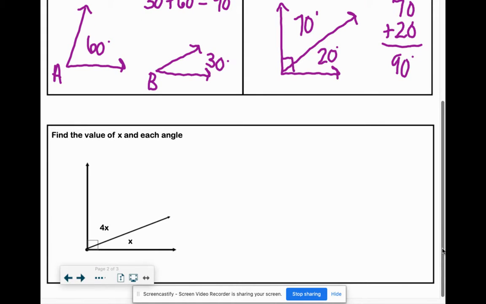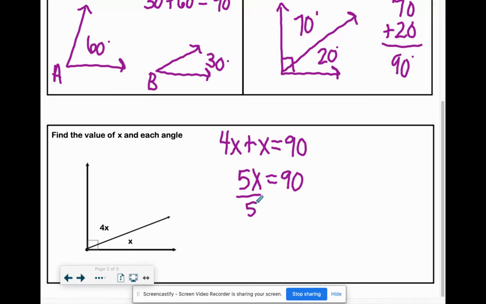Okay. Find the value of x and each angle. So what do these two angles have to add to? I have that little box down there. 90, right? So we can write 4x plus x equals 90. So how many total x's will we have? 5. 5x equals 90. Then we divide out. 18, so x equals 18.